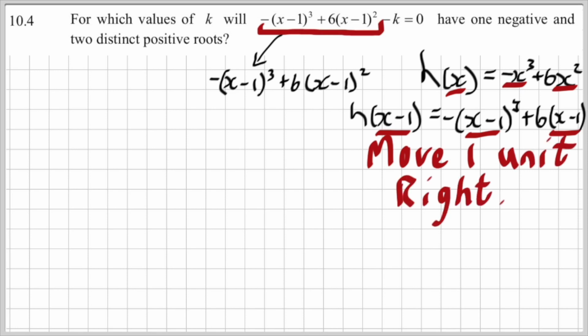It means a move or a shift or a translation is the actual correct mathematical terminology. A translation of 1 unit to the right. So if we look at this, I don't want you to try and do this in your head. Okay, I want you to look at it on the graph.